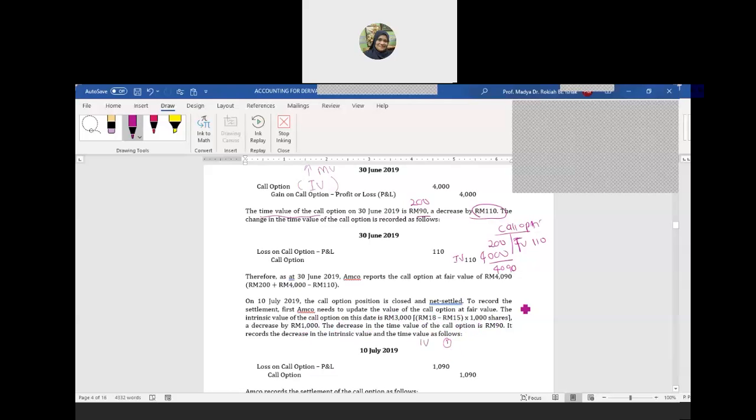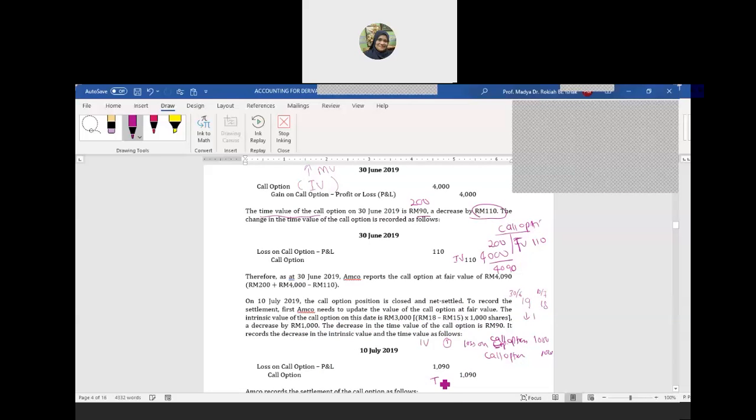If you look at the intrinsic value, we start with the 19. 19 here is the price on 30th of June. Now on 10th of July, the price becomes 18. So reduced by 1 cent. So just prepare the journal entry: debit the loss on call option, and then credit the call options at 1,000. This one is to record the intrinsic value.